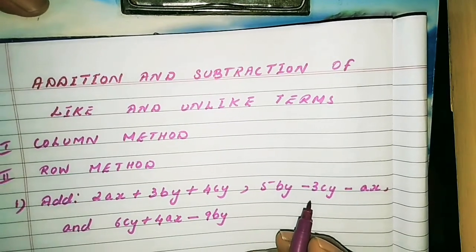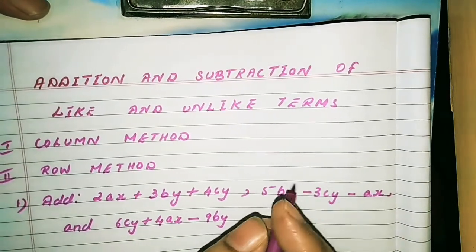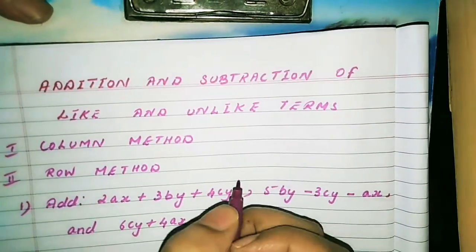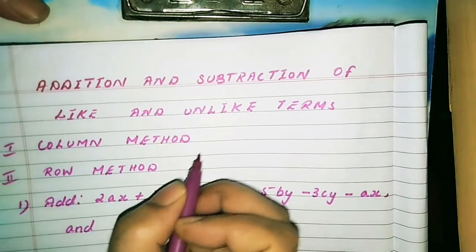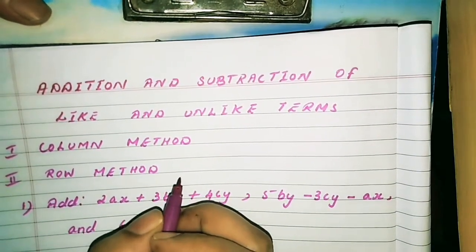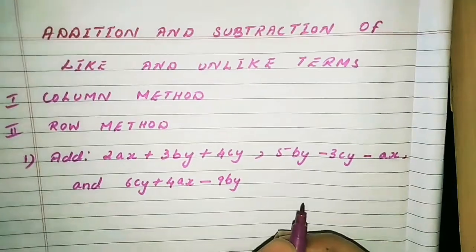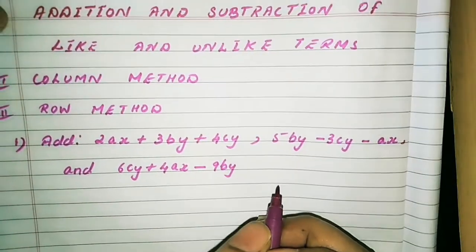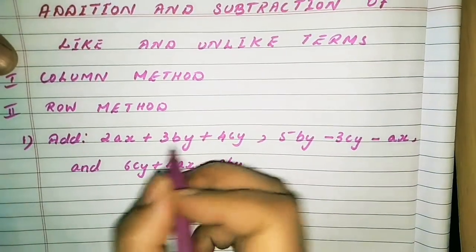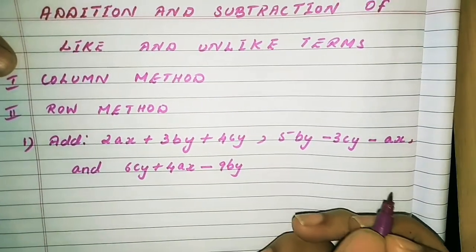Addition and subtraction of like terms and unlike terms. So let's quickly get started. We've got two methods here. The first method is the column method and the row method, and we are going to learn both methods today. I have just taken a sum which contains trinomials, you could rather say polynomials.